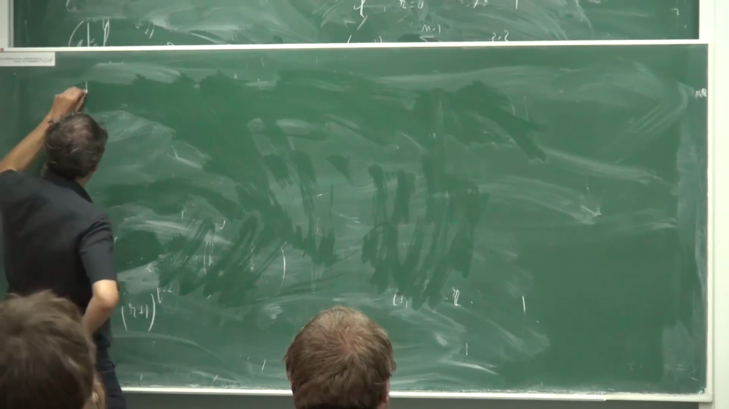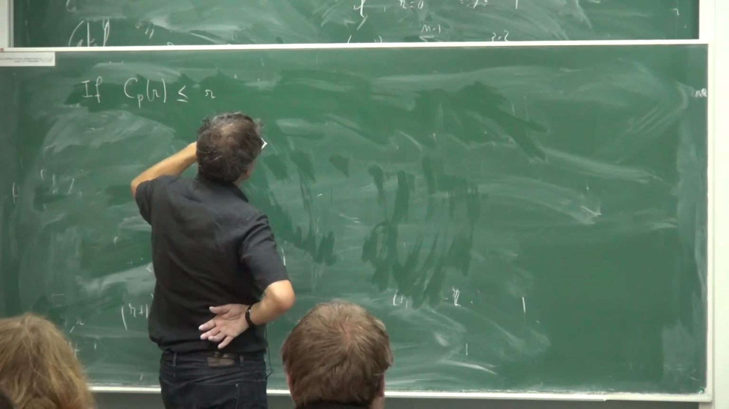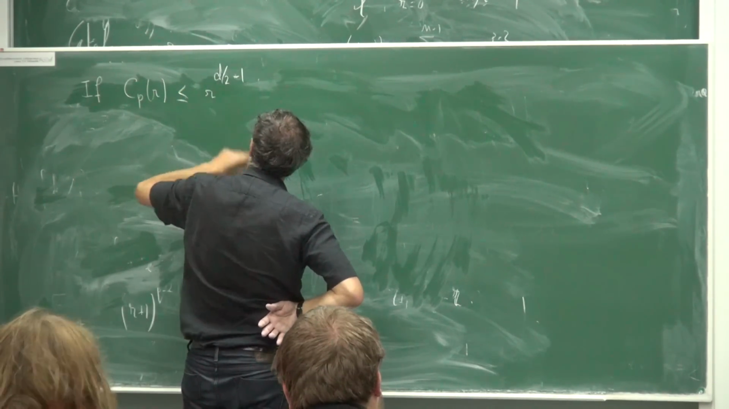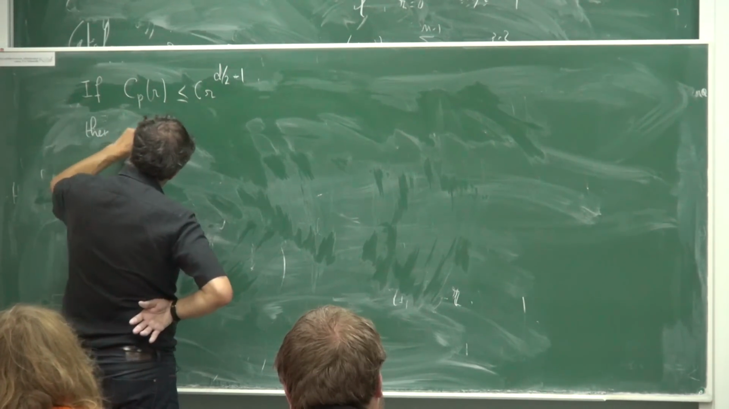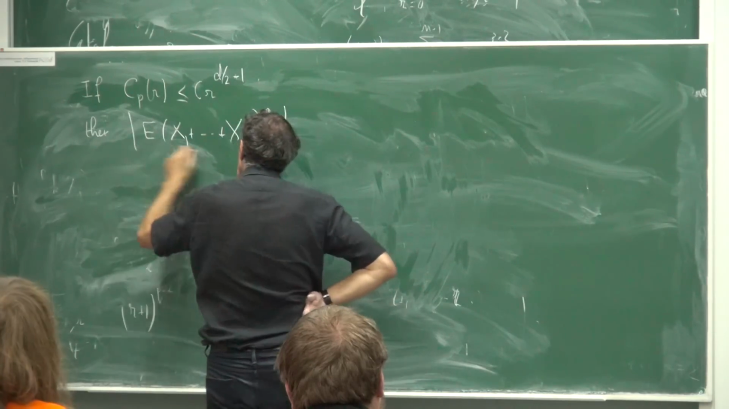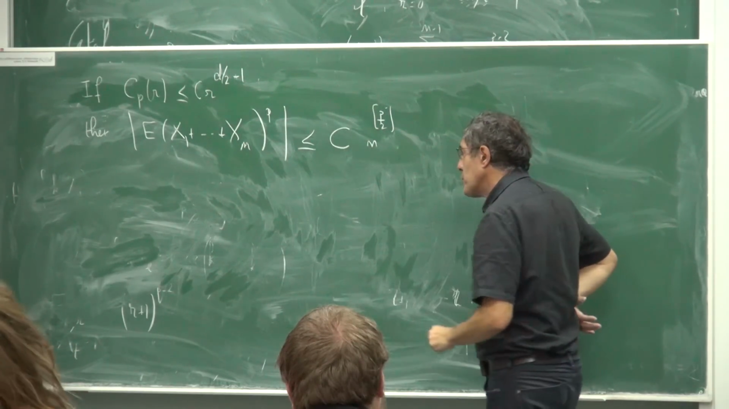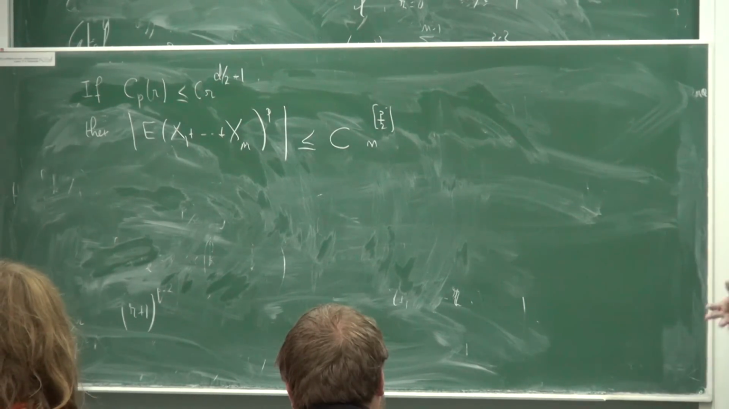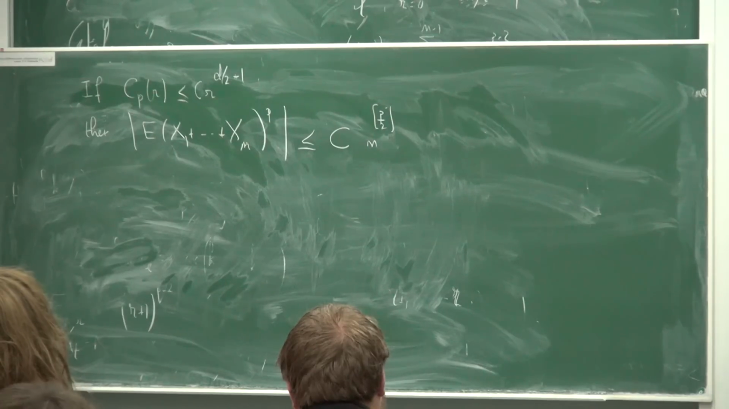So in case Cp of R is less than R at the power, I think it should be d over 2 minus 1, times some constant, then the expectation of x1 plus xn should be less than a constant times n at the power p over 2, the integral part of p over 2, with some constant. So this is a Marcinkiewicz-Zygmund type inequality, which is useful, for instance, as I will show, for the central limit theorem.